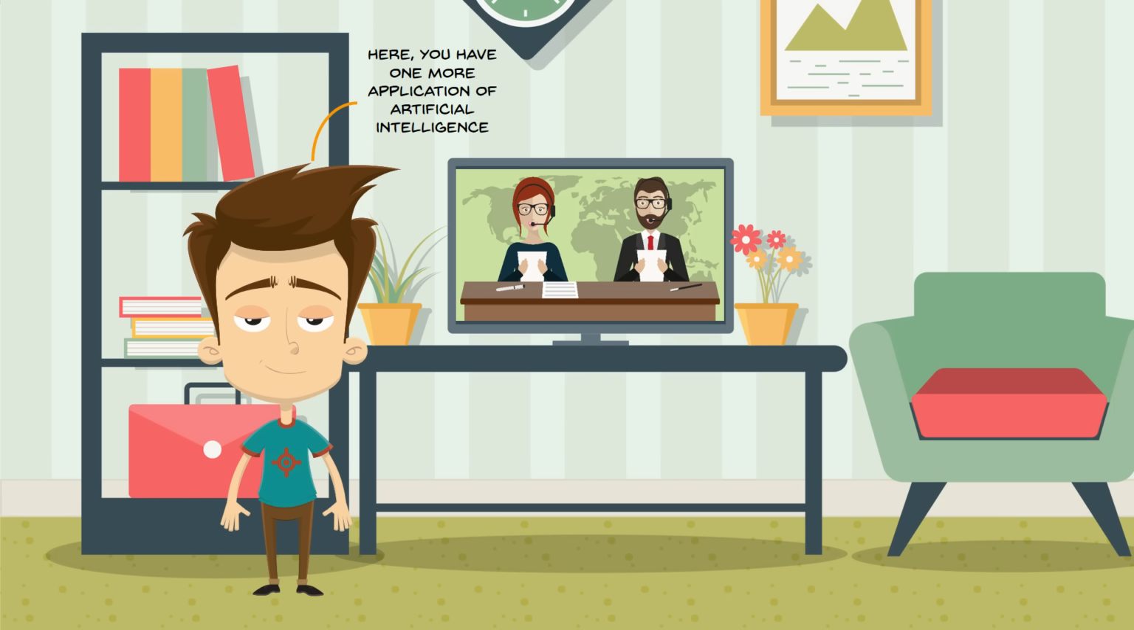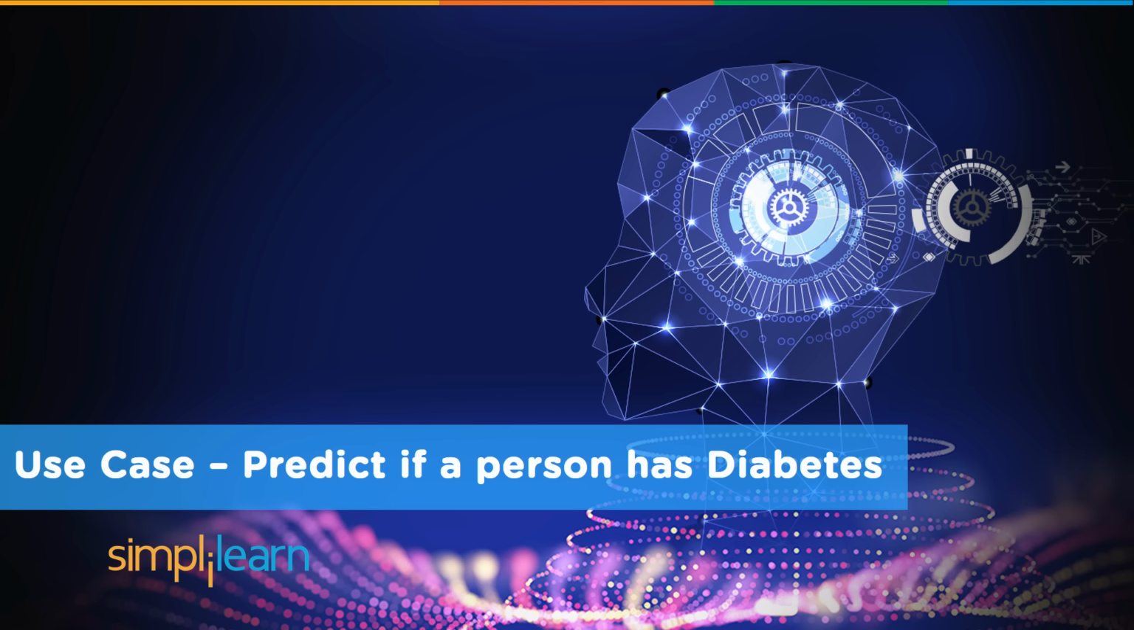Here you have one more application of artificial intelligence, and you can probably think of dozens of others that are right now on the cutting edge of development. So let's jump into my favorite part, which is a use case. Predict if a person has diabetes.